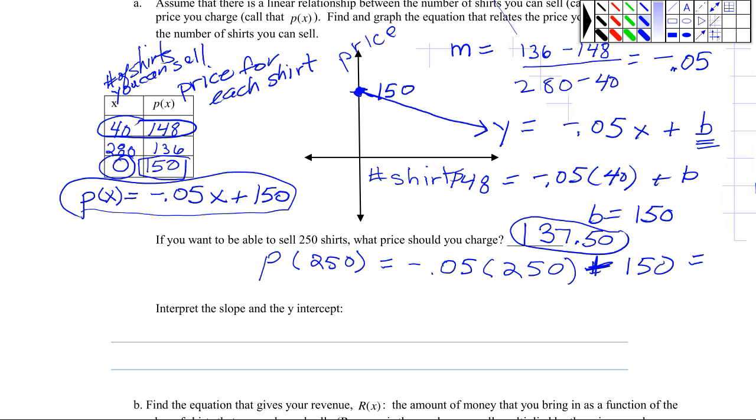Then the slope tells you that the slope being negative 0.05 means the same thing as negative 0.05 divided by 1. So that means that for every 1 you go to the right, you go down 0.05. For every 1 more shirt you want to sell, you reduce the price by 5 cents. Want to sell 1 more shirt, reduce the price by 5 cents. So that's what the negative 0.05 means.